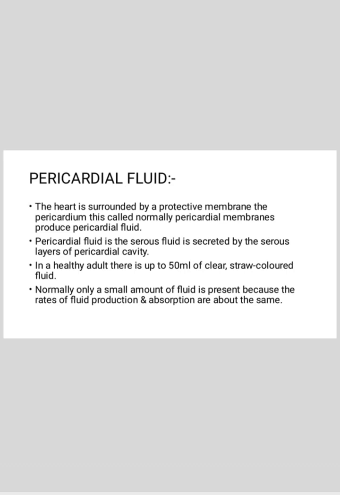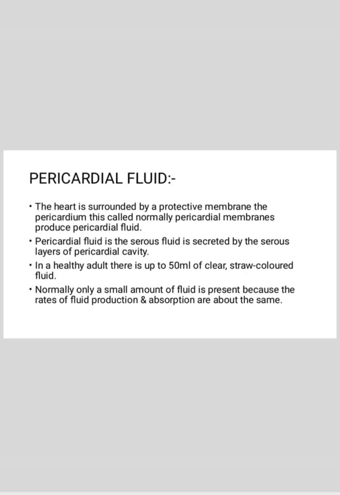Now we will discuss pericardial fluid. What is pericardial fluid and how is it collected and preserved? The heart is surrounded by a protective membrane, the pericardium. This pericardial membrane normally produces pericardial fluid. Pericardial fluid is a serous fluid secreted by the serous layer of the pericardial cavity. In a healthy adult, there is up to 50 ml of clear, straw-colored fluid.